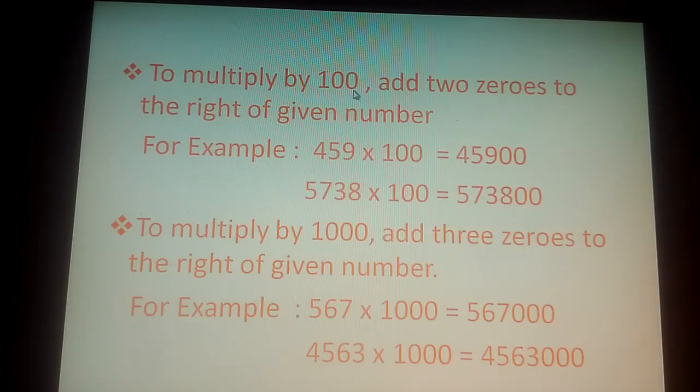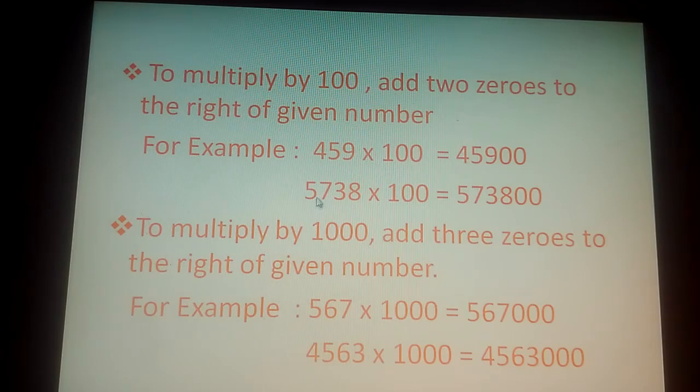If we multiply a number by 100, we add 2 zeros to the right of given number. Let us take an example. 459 multiplied by 100. We will add 2 zeros from the right of the number. Because 100 has 2 zeros, so we are putting 2 zeros here. So answer is 45900.